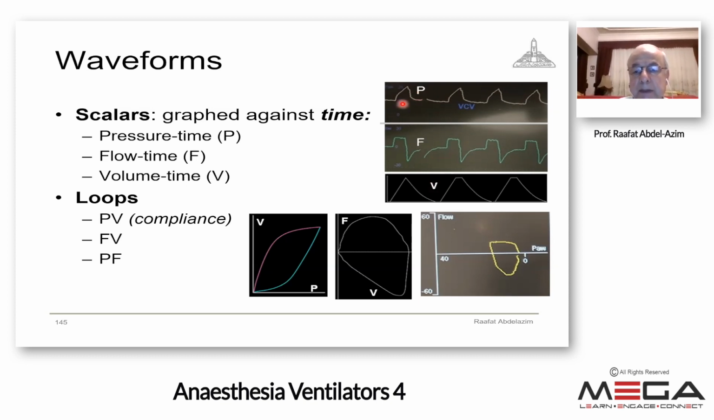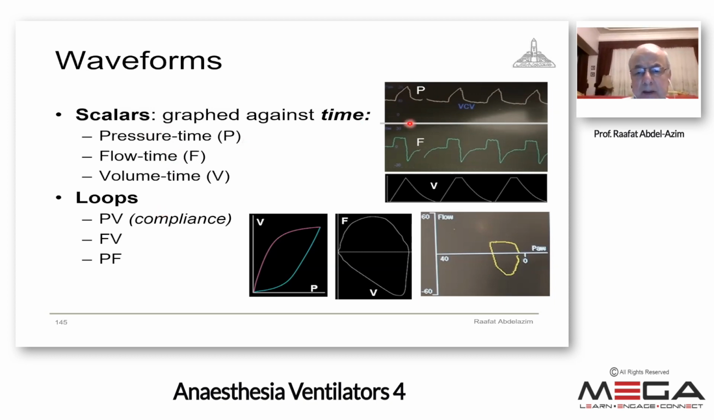Pressure time means the airway pressure changes over time. This one is flow through time, and volume, inspiratory and expiratory. Loop means that at a certain time we compare or we combine two of these three variables together.